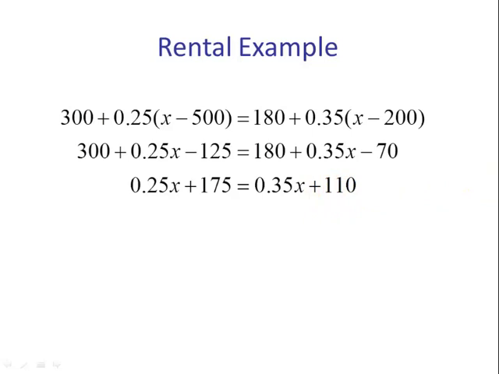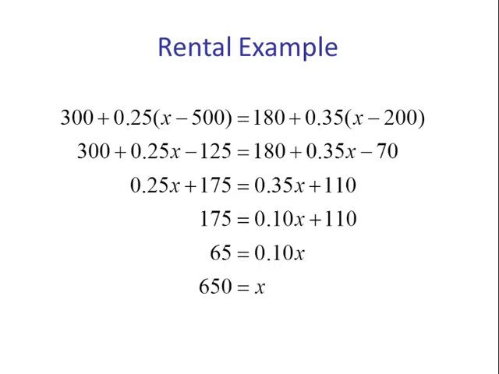We have x's on both sides of the equation, so I'm going to subtract 0.25x from both sides of the equation. That gives me 175 equals 0.10 times x plus 110. Next, we want to subtract 110 from both sides. We get 65 equals 0.10 times x, divide by 0.1, and we get x as 650. So if you drive 650 miles, both plans will cost the same amount.